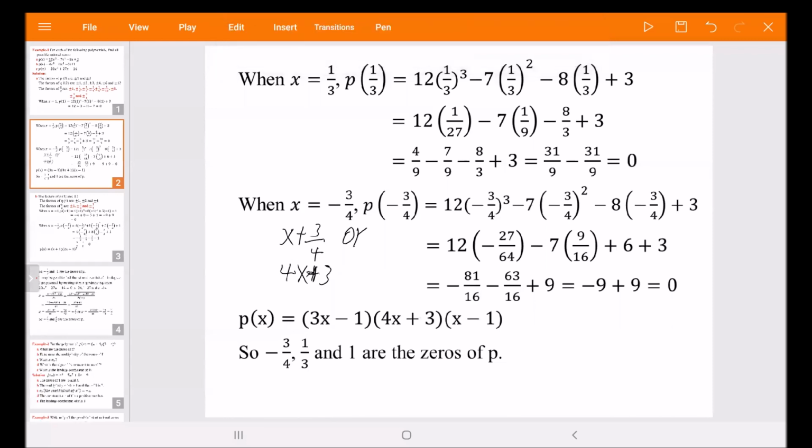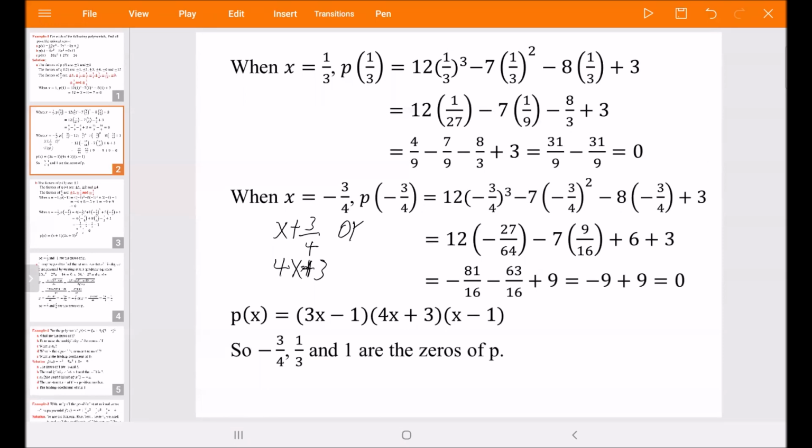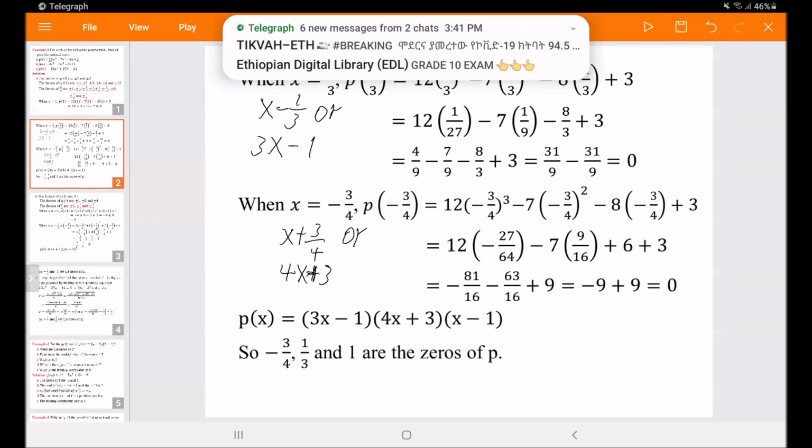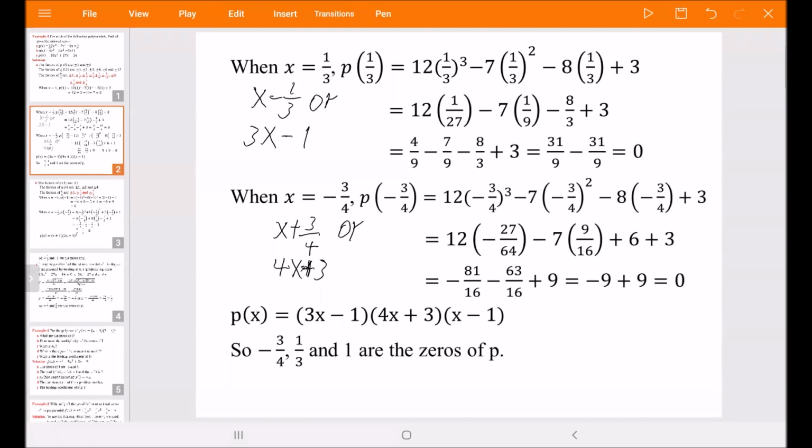So we have 4x plus 3. x is equal to 1 over 3 is a zero of this polynomial. Again, by the factor theorem, x minus 1 over 3, or 3x minus 1, is a factor of this polynomial. Already, we have x is equal to 1 as a factor of this polynomial. So P of x is equal to 3x minus 1 times 4x plus 3 times x minus 1, and minus 3 over 4, 1 over 3, and 1 are its zeros.